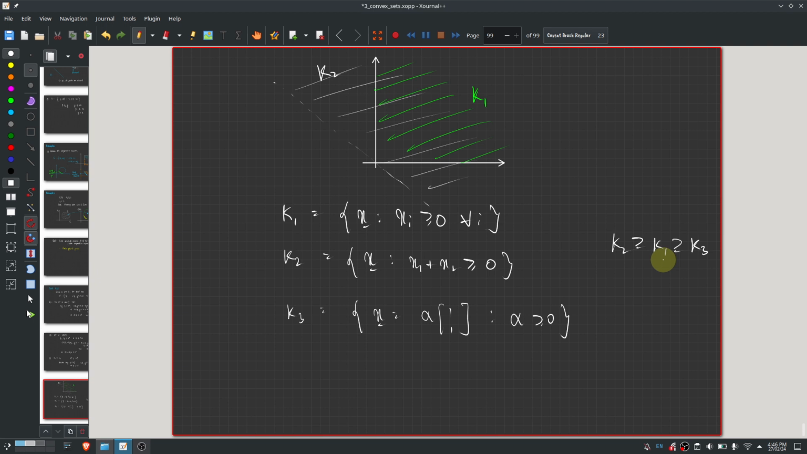Okay. Now let's try to see what the dual cones are. Well, first let's start with K1. What is the dual cone of K1? Any guesses? So remember, the dual cone of a particular cone is the set of all vectors which have non-negative inner product with every element of this particular cone. So first let's try to guess. Can a vector in the dual cone have a negative component?